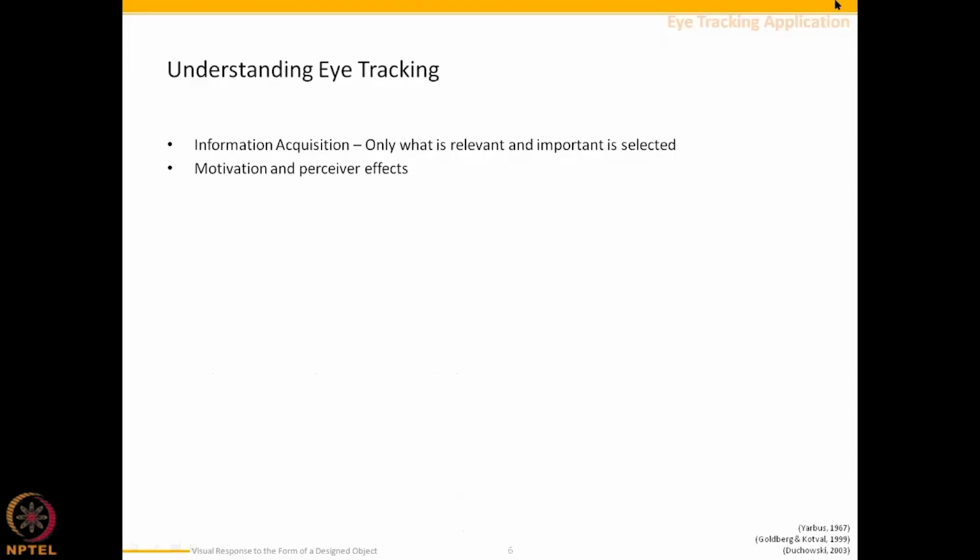So, but then I thought, what if I find a third person, a triangulator, who tells me anything without being subjective? So one such thing was technology. Why not look at one of these apparatuses, which just tells you what is out there and how people are looking at it? So what does eye tracking do? Eye tracking is a form of information acquisition, because in eye tracking, you look at only what is relevant and important.